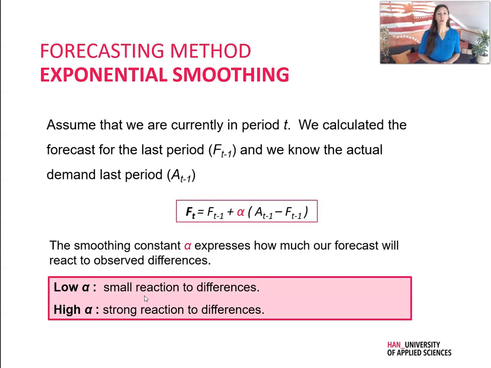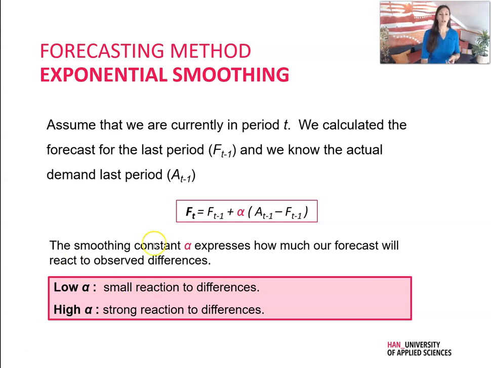Now, exponential smoothing assumes that we are currently in a certain period t, and we calculated the forecast for the previous period, so t minus 1. So we know what we forecasted for the previous period, and we also know what we sold, the actual sales for the previous period. Based on these two data points, we use this formula to calculate the new forecast for the current period.